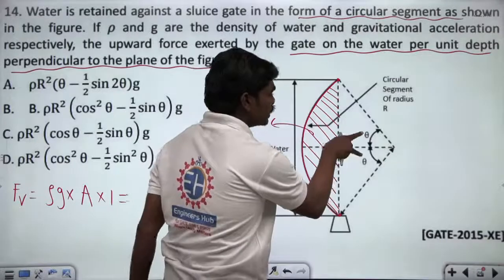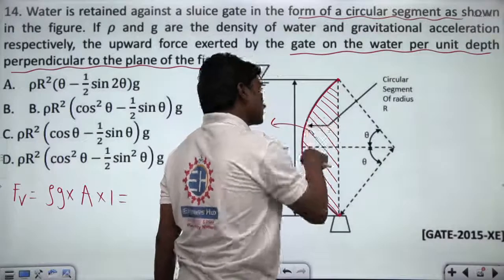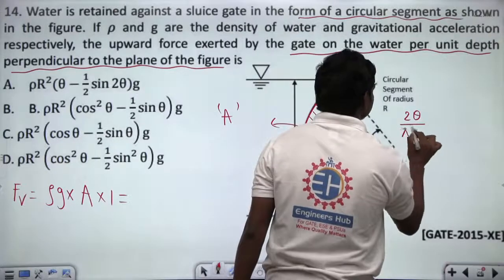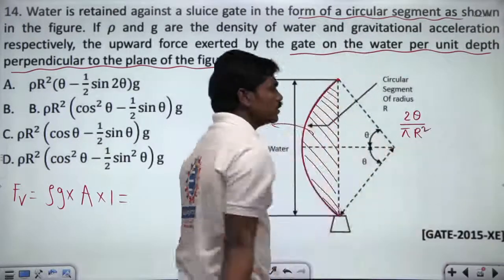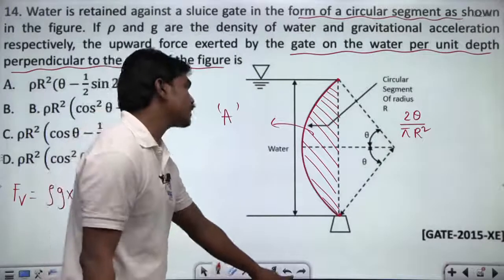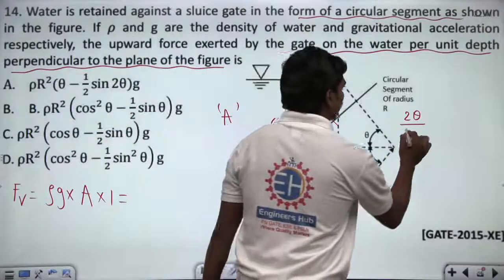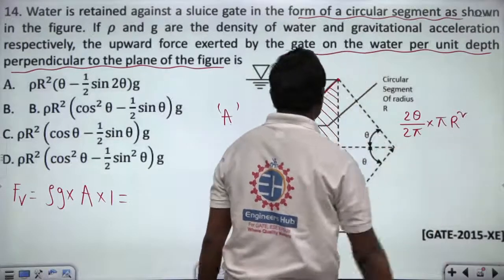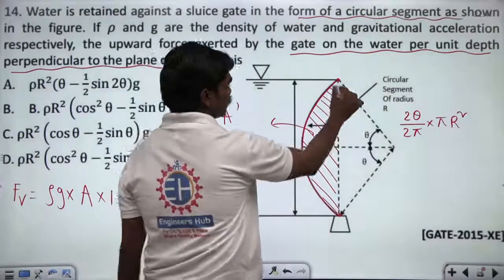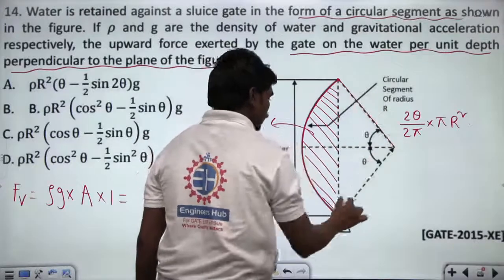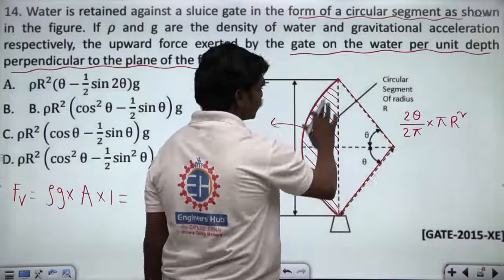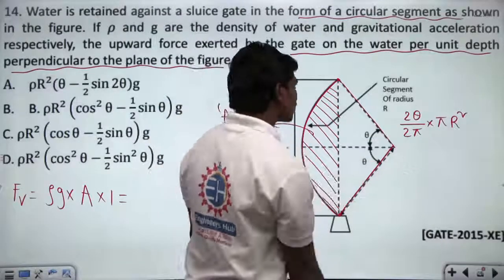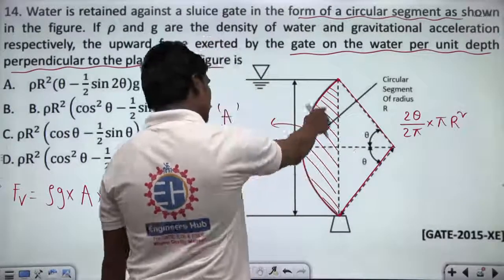So if this is a segment of a circle, meaning some part of a circle, then the complete area of the sector, meaning the area of these two triangles plus this complete shaded region, is equal to 2 theta by 2 pi into pi r square. This is the complete area of this complete section. But now from this area we need to subtract the area of these two triangles if you want to get this area.